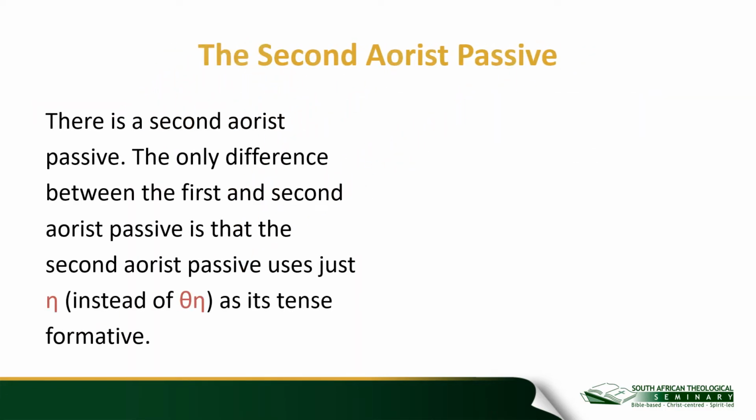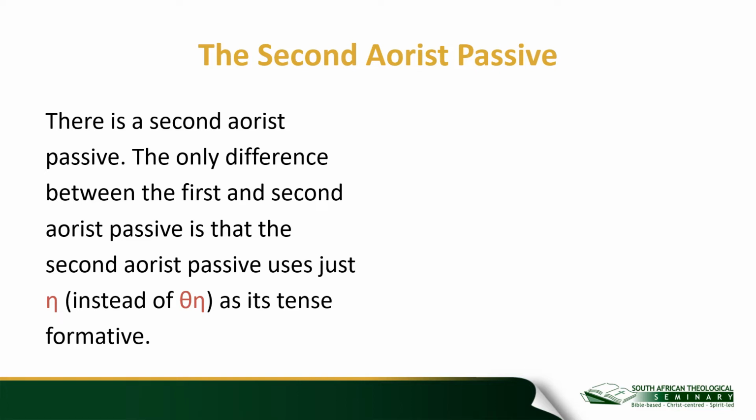There is a second aorist passive as well. The only difference between the first and second aorist passive is that the second aorist passive uses just eta instead of theta eta as its tense formative. Otherwise, it's exactly the same.